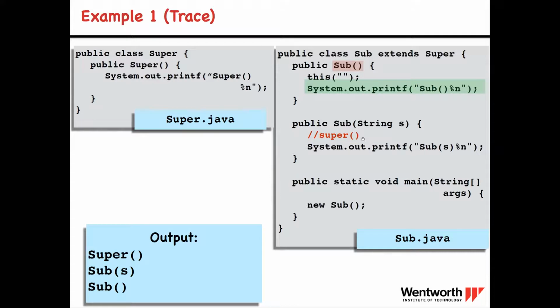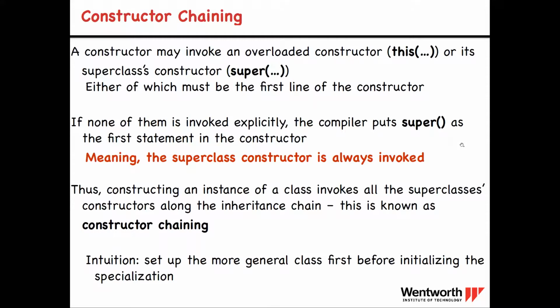We'll have plenty more examples. You will see this in action, not only in some of the examples we have for class, but also in some of the project stuff as well. So that idea is called constructor chaining. A constructor may invoke an overloaded constructor, so a second constructor in the same class using this, which is exactly what you just saw, or it can invoke the super. This must be the first line of any constructor in any class you write, either a call to a different constructor in the same class or a call to super.